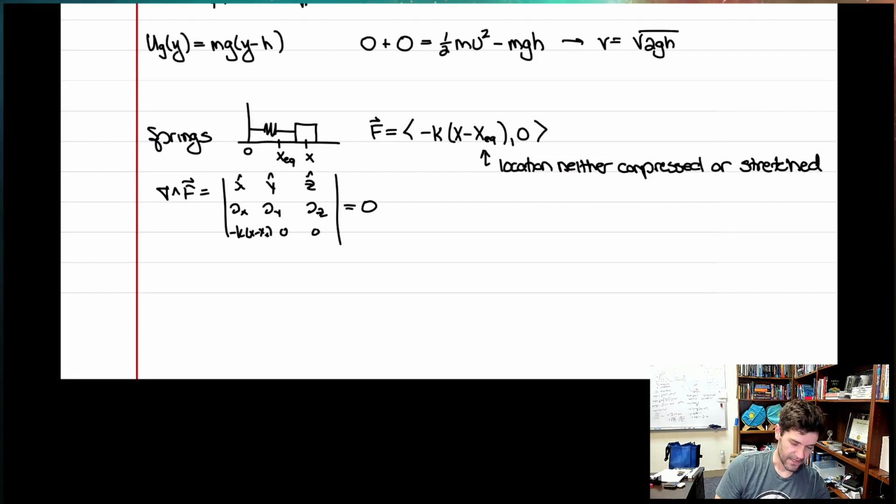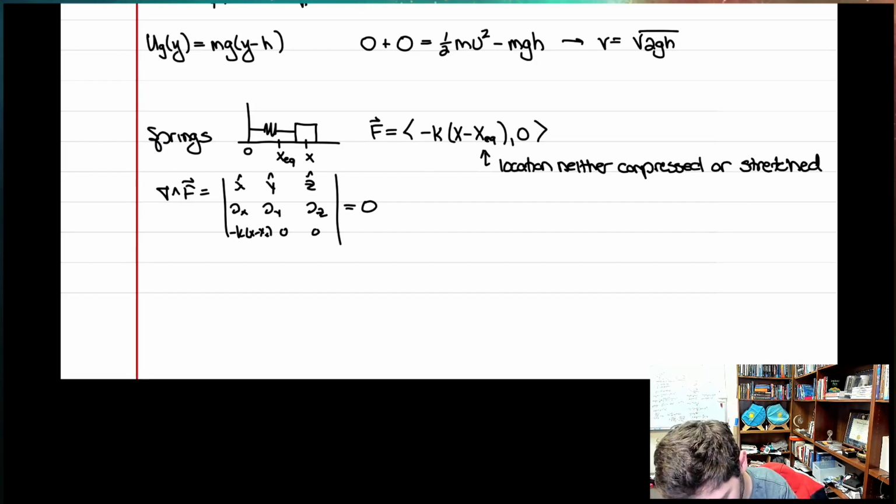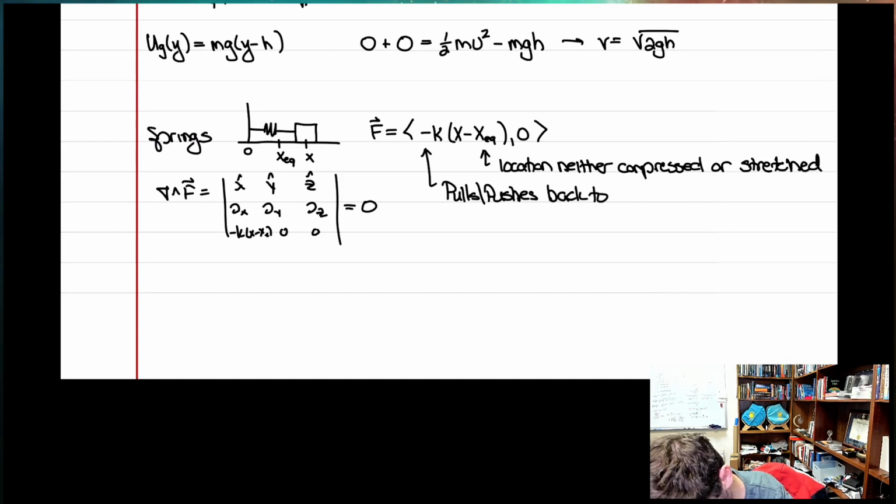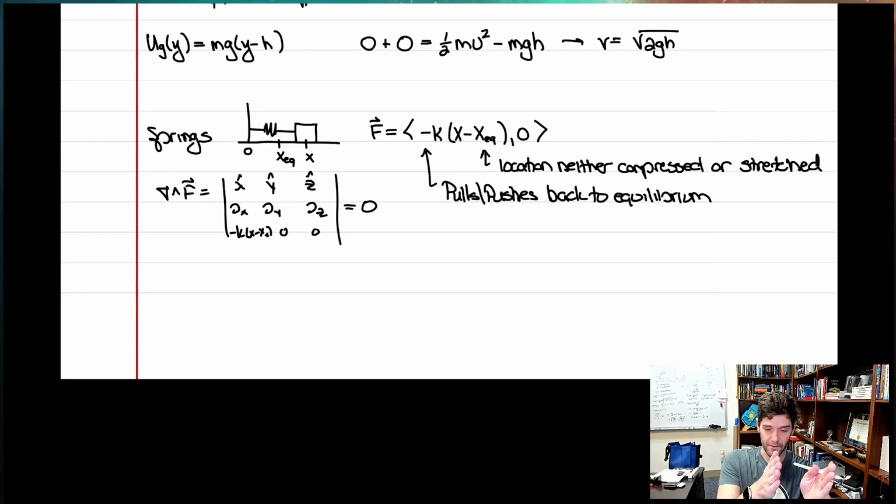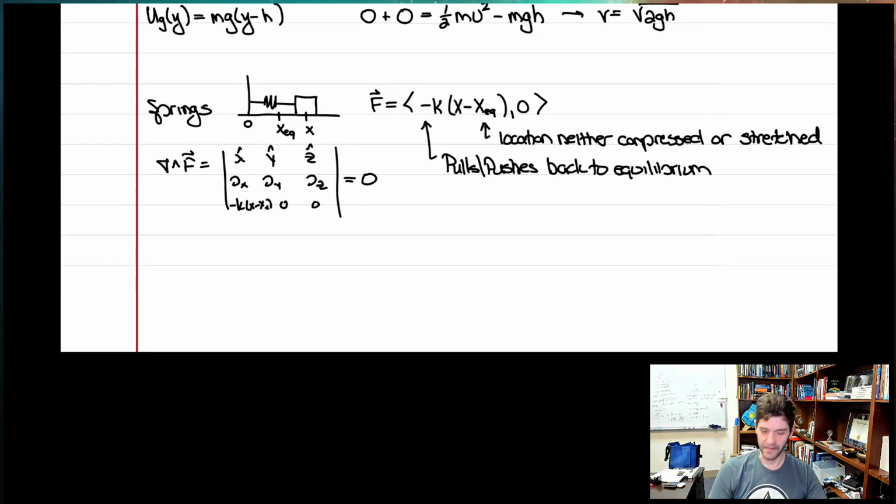So these are restoring forces, where this negative sign is pulling you back towards equilibrium. It pushes back to equilibrium. If that negative sign wasn't there, that means if you were a little bit off from equilibrium, you'd then drift even farther away. That'd be an unstable situation.